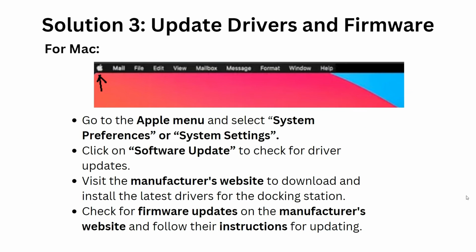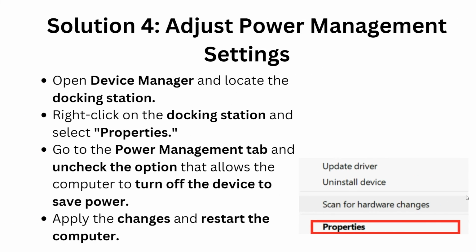Now how to update driver and firmware for Mac. First we have to go to the Apple menu and select System Preferences or System Settings. Click on Software Update to check for driver updates, and visit the manufacturer website to download and install the latest driver for the docking station. And check for firmware updates on the manufacturer website and follow the instructions for updating. Now let's move to solution 4.